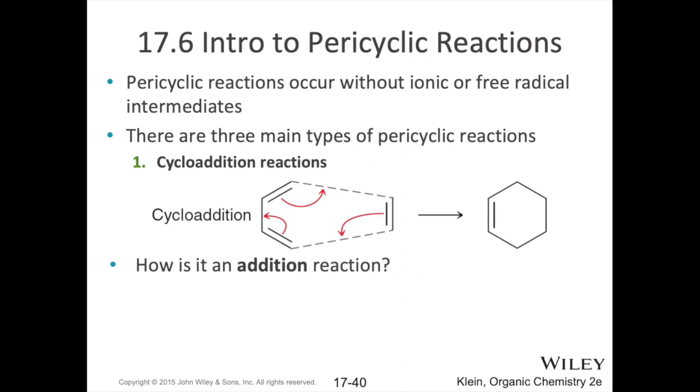Okay, so that brings us to pericyclic reactions. Well, we're going to go through the different types, but you're going to notice that they all have one thing in common. They all have a cyclic transition state, hence the name. So let's look at the 3 types involved, starting off with cycloaddition reactions.